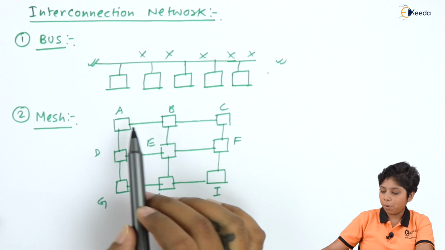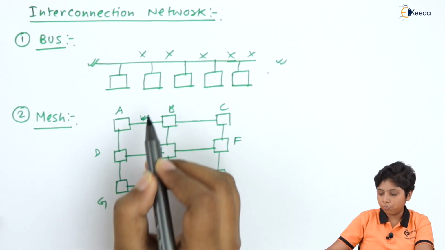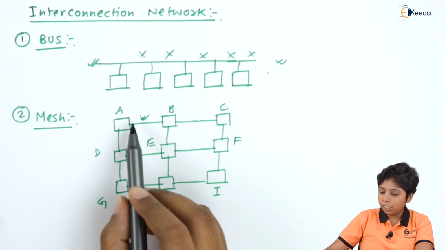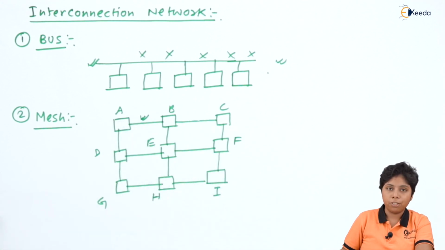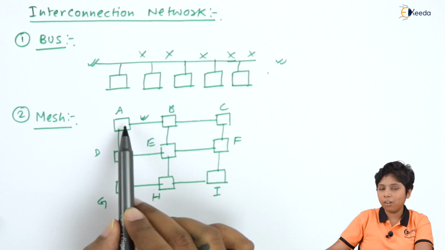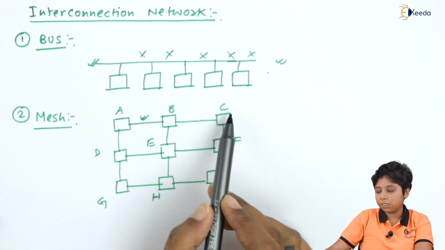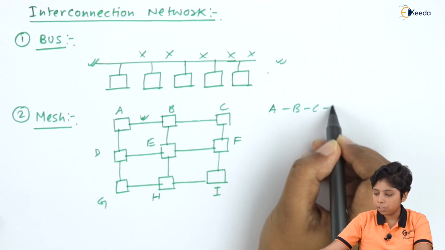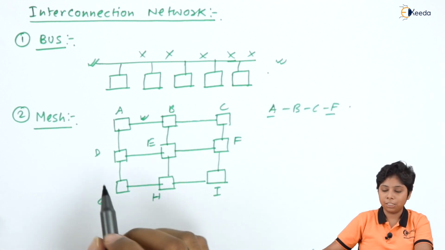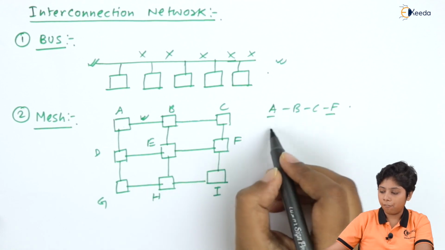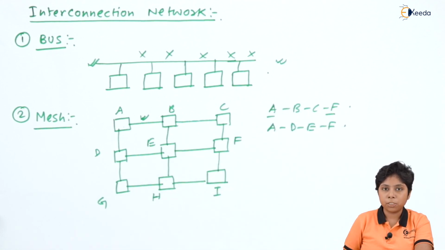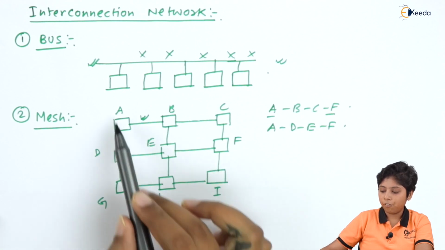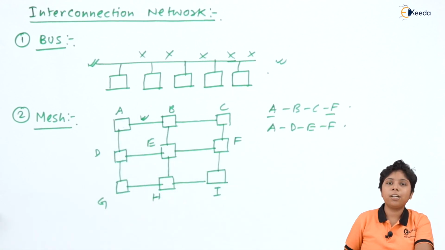Say for example, if A communicates with B, it can use this path A to B. If A wants to communicate with F, there are several possible paths. Because there is no direct communication, it can pass the message to B, which will pass it to C, and in turn it will pass it to F. That means the path A to B to C to F can be used for A to F communication. There is another path, A, D, E, F. There are more possible paths, such as A, D, G, H, I, F, and A, D, G, H, E, F.